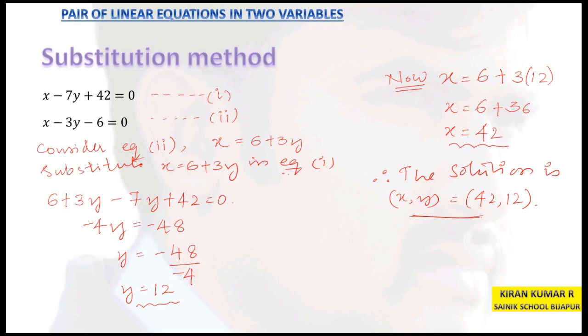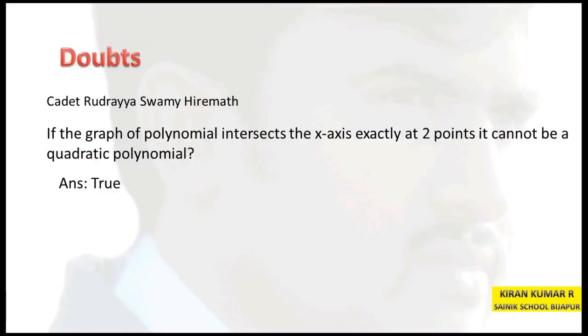Before continuing the further part of linear equation in two variables, I would like to clarify some of your doubts. Cadet Rudraya Swami Hiramat had a doubt. His doubt was, if the graph of the polynomial intersects the x-axis exactly at 2 points, it cannot be a quadratic polynomial. And the answer given was true. The statement is a true statement.